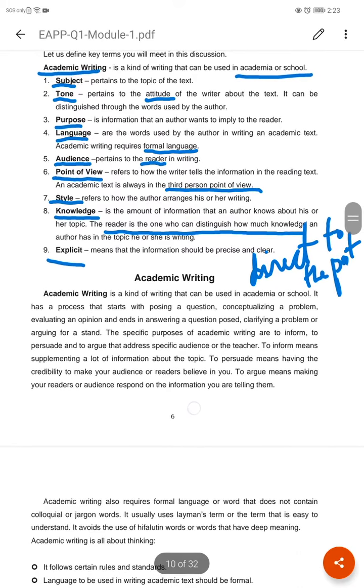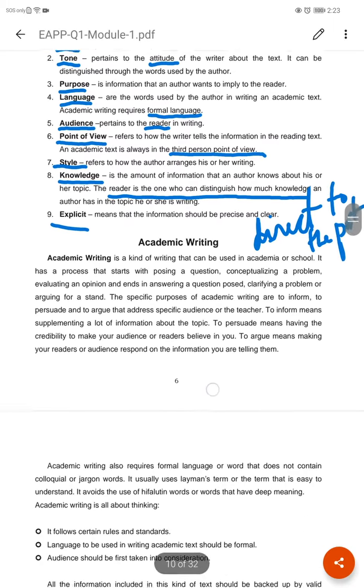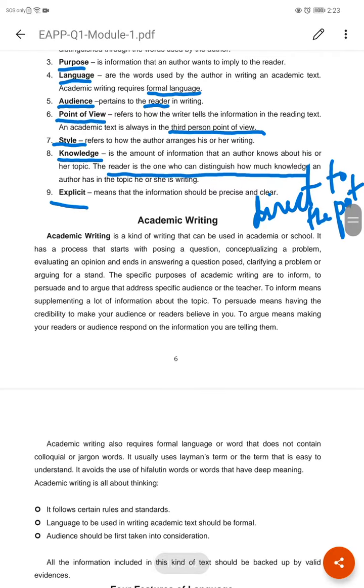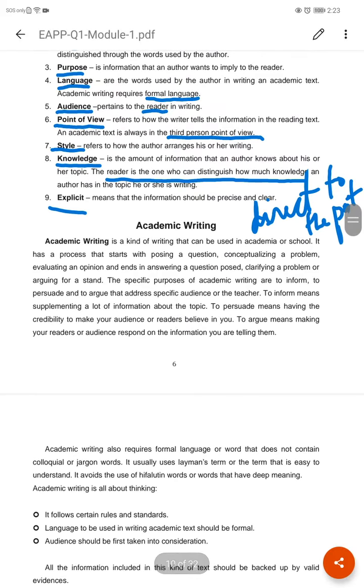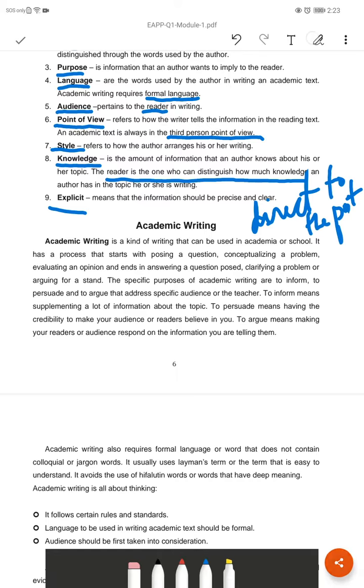Now, let's dig in further with academic writing. It says here that academic writing is a kind of writing that can be used in academia or school. So we have passed through that a while ago. It's being used in schools. As simple as that. It has a process that starts with posing a question, conceptualizing a problem, evaluating an opinion, and ends in answering a question posed, clarifying a problem, or arguing for a stand.